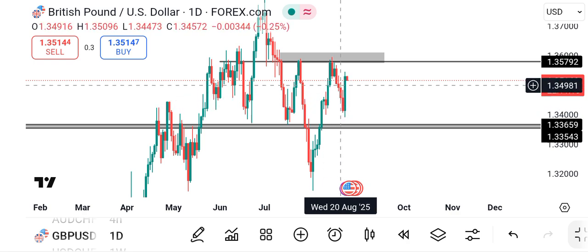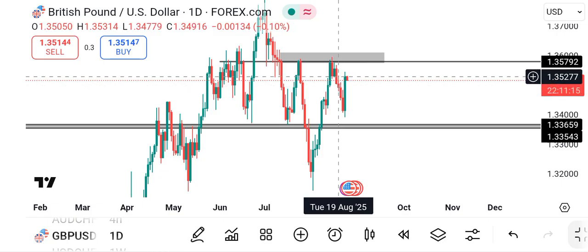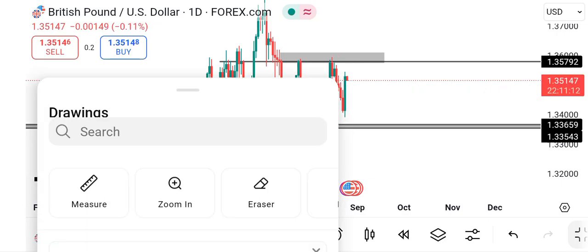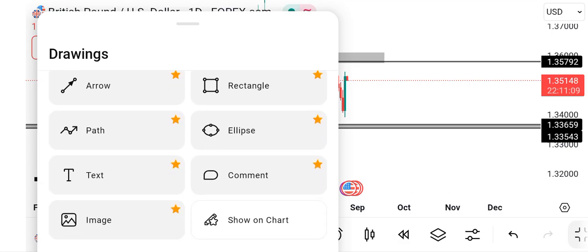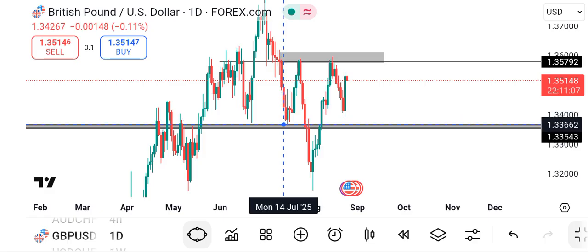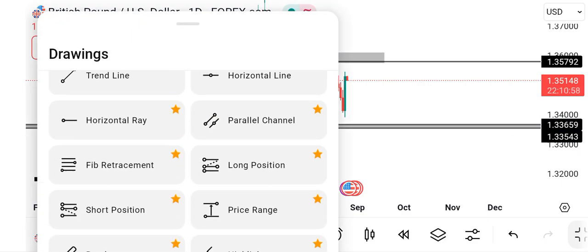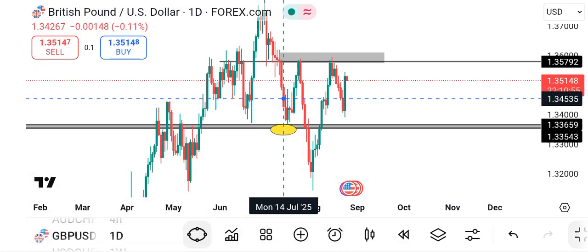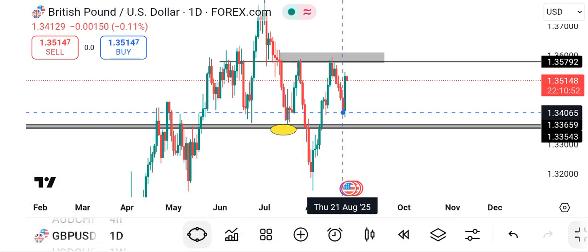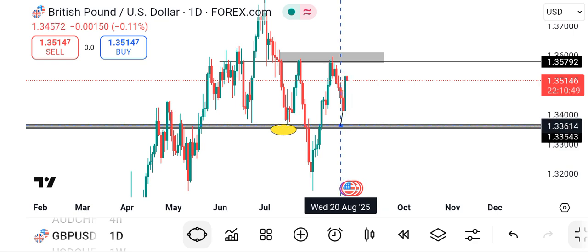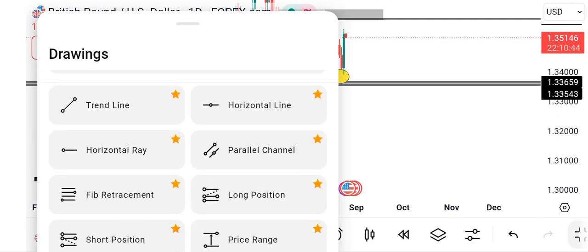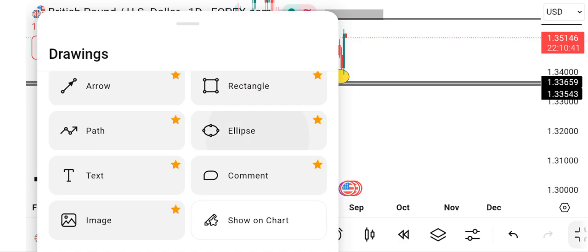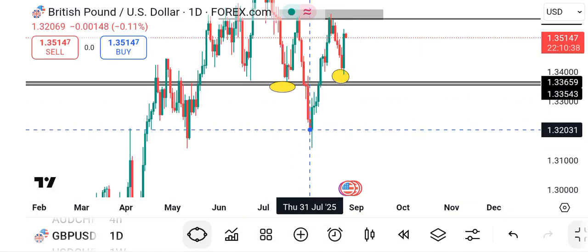This is another strength given to us, showing the market is in good form, giving us this particular formation. Let me draw it so you can see what I'm trying to show you. This is the left leg, the right leg, and the head. This is what we call an inverse head and shoulder.